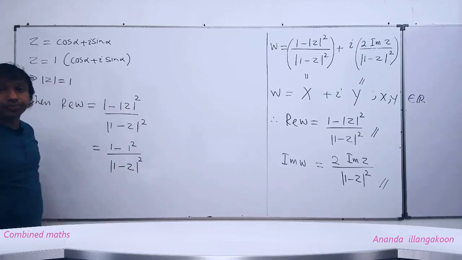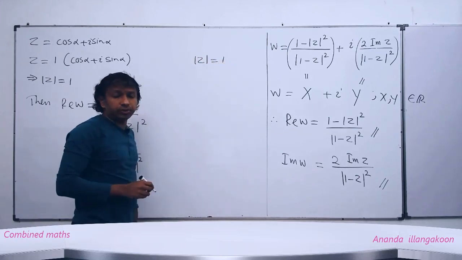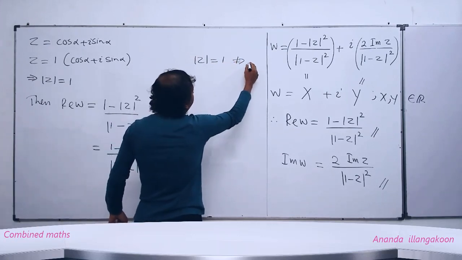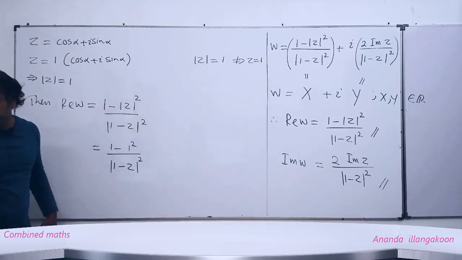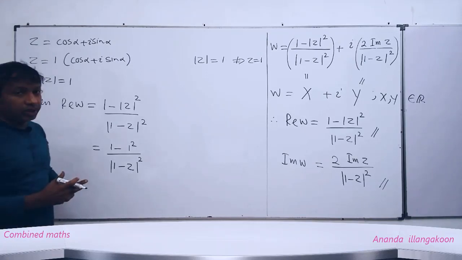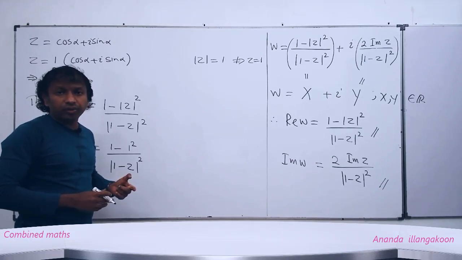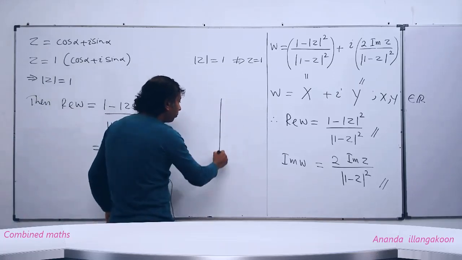People remember, mod z equals 1 does not imply z equals 1, no? Does not always imply z equals 1. z equals 1 is only one solution. There can be complex numbers not equal to 1, but whose modulus is 1. Right, people? Now you can very clearly see here. I can very easily prove that.